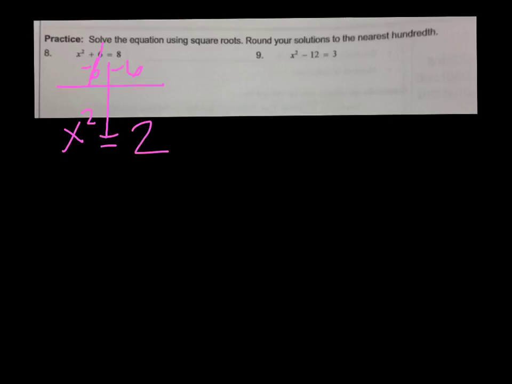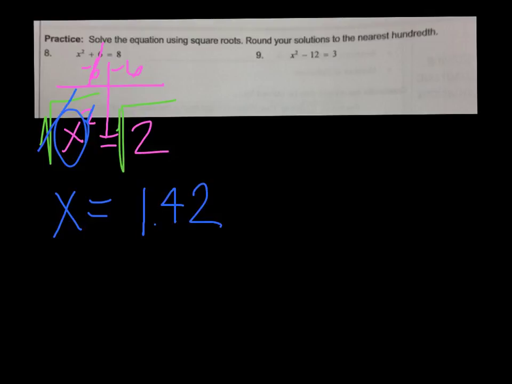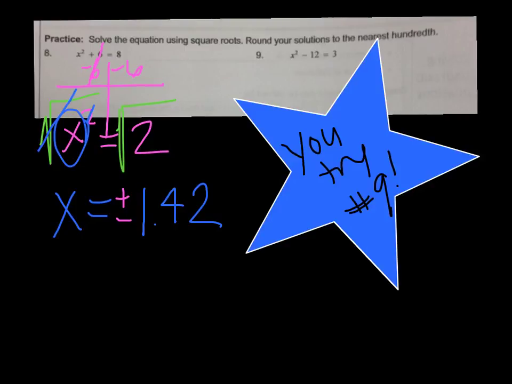In order to cancel out the square, we have to take the square root, and what we do to one side, we do to both. The square root and the square cancel. Only thing we have left is x equals the square root of 2. 2 is not a perfect square, so that's going to give us a decimal. So you would have to type this into the calculator, and when you type it in, the square root of 2 is 1.42. But remember, you took the square root. That means you have a positive and a negative one, so you have a plus or minus sign. All right, you try number 9 on your own, and I'll look for it when you come to class.